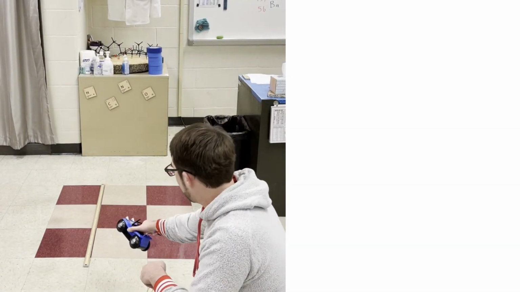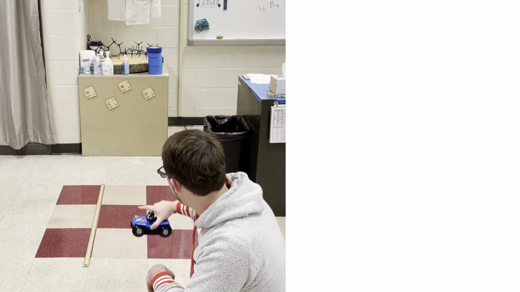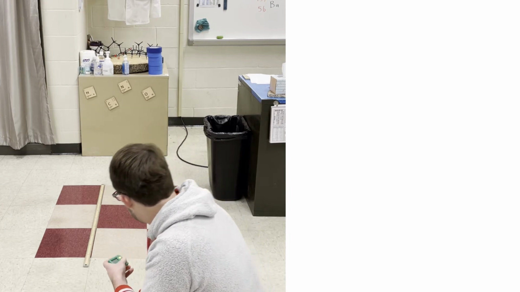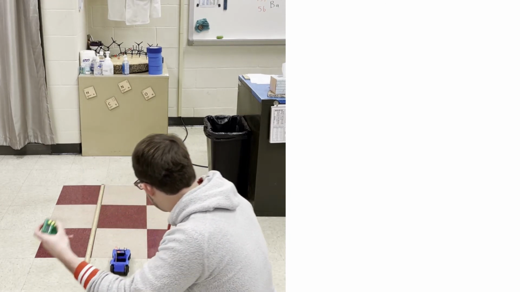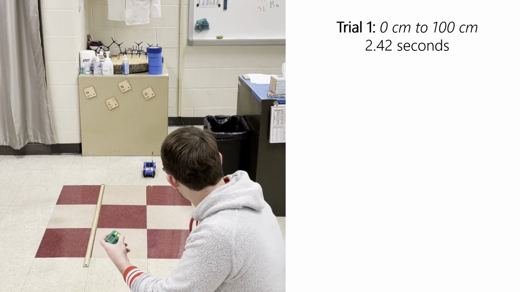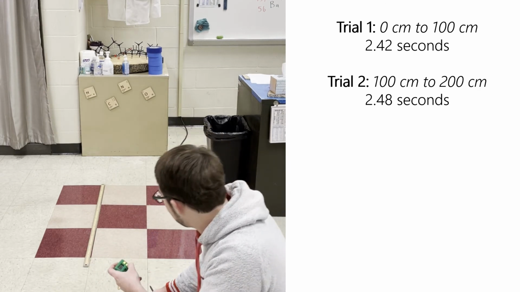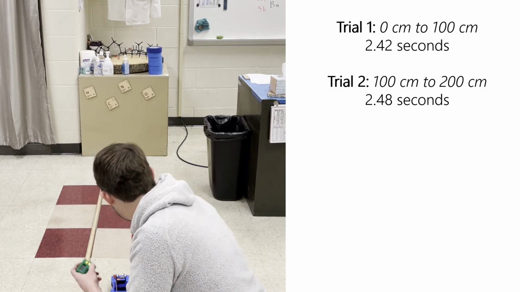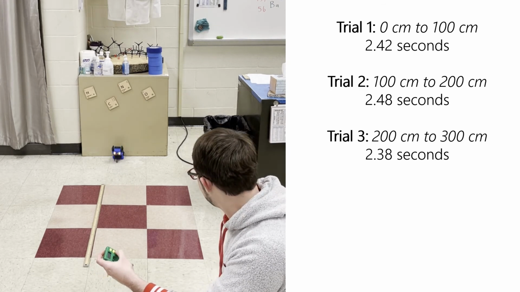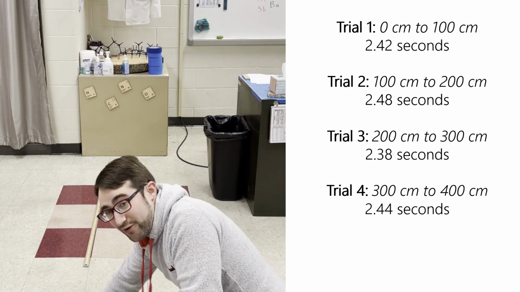So I got my timer, got my meter stick, got my tumble buggy. I'm going to have it bounce against my filing cabinet and come back. So I'll time it each time it crosses the 100 centimeters of my meter stick. Stop it. 242. Start. Stop. About 248. Start. Stop. About 238. Start. Stop. About 244.